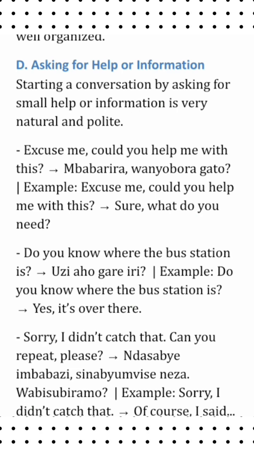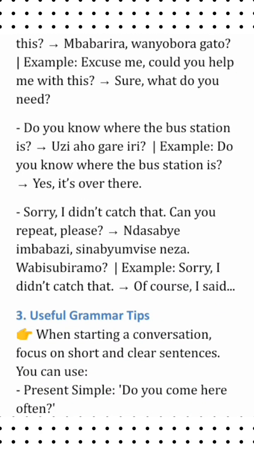So there are useful grammar tips that you may know when you are talking to someone or starting a conversation with somebody. When you're starting a conversation, when you're breaking the ice, focus on short and clear sentences. For example, you can use present simple. For example, you can ask them, okay, do you come here often? Do you come here often?